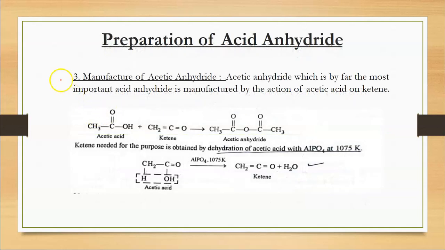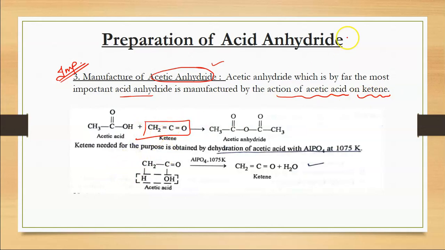Okay. So the very important method that we are going to take up, where we are just going to discuss the manufacturing of acetic anhydride only. This is by far the most important acid anhydride synthesis, by the action of acetic acid on ketene. See, what is ketene? This is the structure of ketene over here. You have to remember this particular structure, CH2=C=O. That's all. That's quite easy, right? So what you have to do is react 1 mole of acetic acid with ketene so as to get your acetic anhydride.